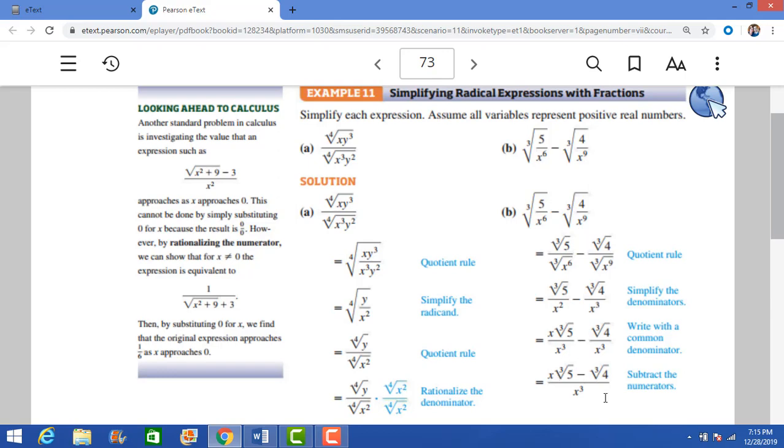And that's it. So sometimes you do not have to worry about rationalizing the denominator. So you just got to practice so that you know when to use it and when not to.